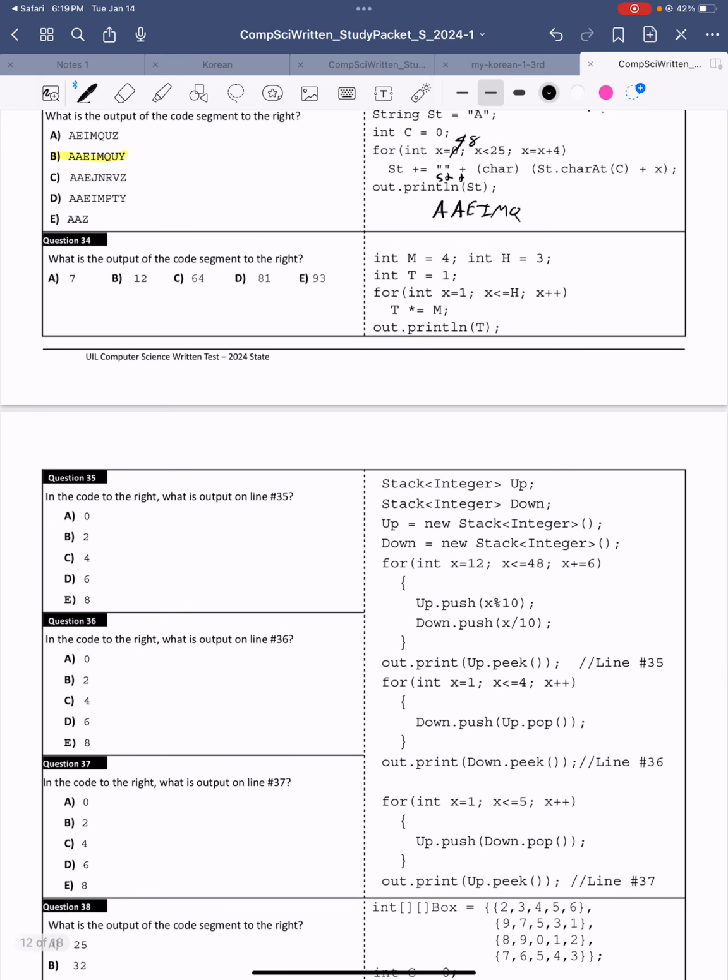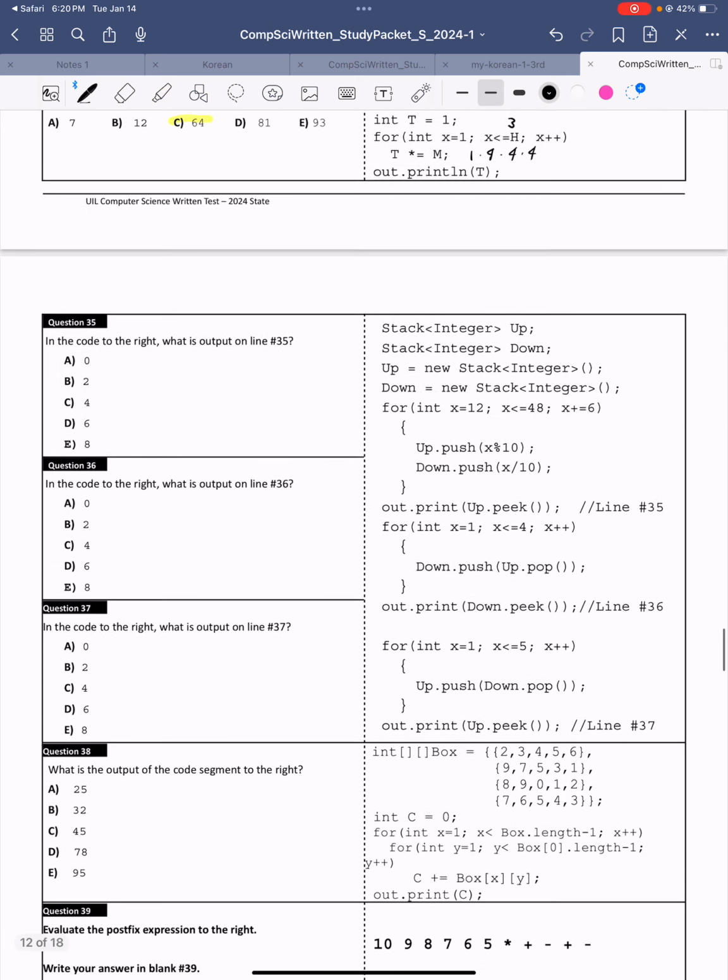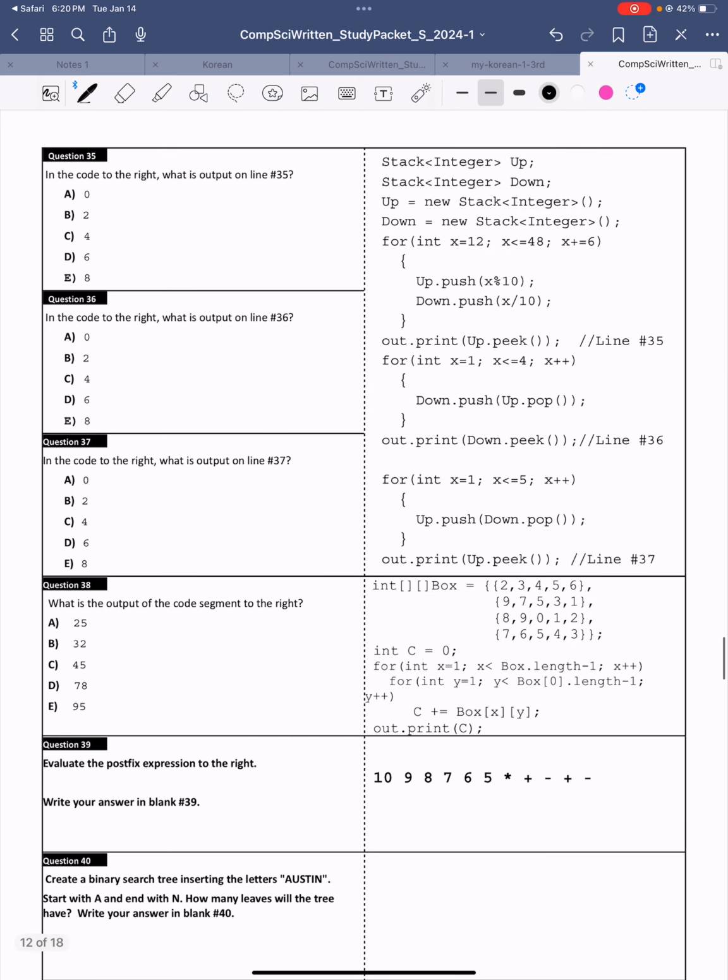34. From 1 through H. H is 3, so it's going to run 3 times. T times equals M. So we're going to have 1 times M, which is 4. This is the first one, second one, third one. So what's 4 to the third power? That's just 64, 34C. Okay, that one was easy. Oh, maybe I just don't have much energy to really explain what I'm doing.